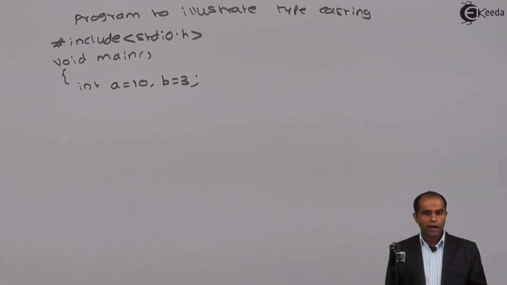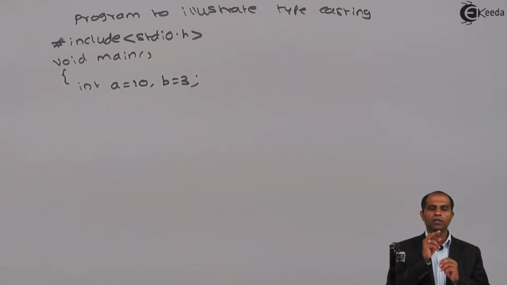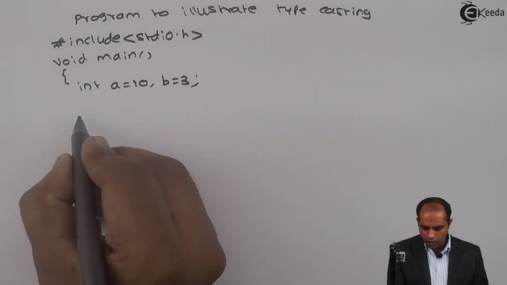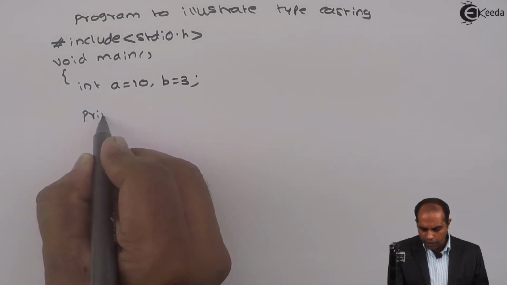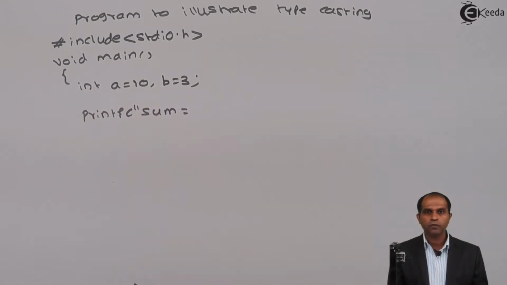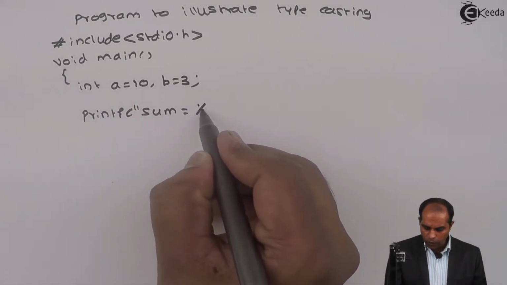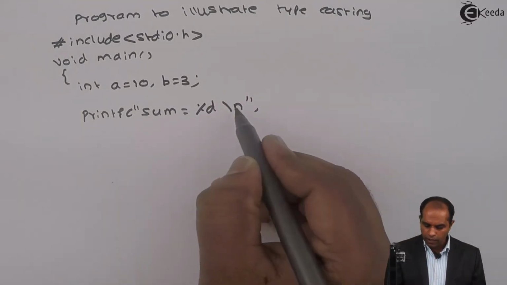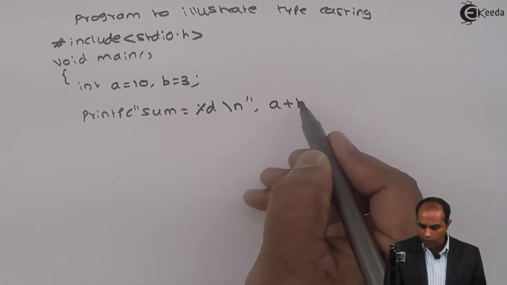Now, if I ask you to do addition operation, we have a mathematical operator plus. If I ask you to do a subtraction operation, we have a minus symbol. Multiplication, asterisk, and division, we have slash. Let's try these operations. So I'll directly display the addition at this place. I'll say printf sum equals to, and the value which is supposed to be displayed is %d \n, comma. So here I'll say a plus b.